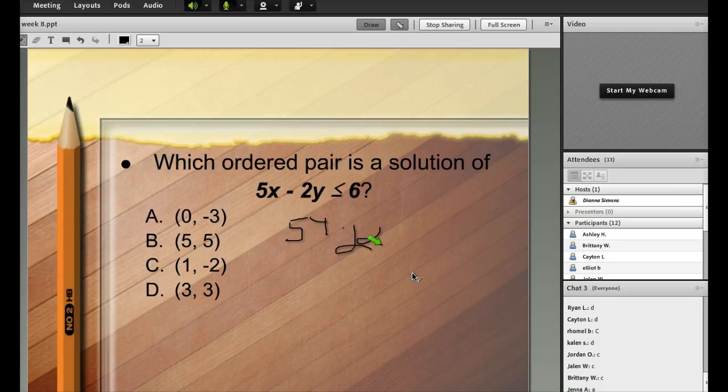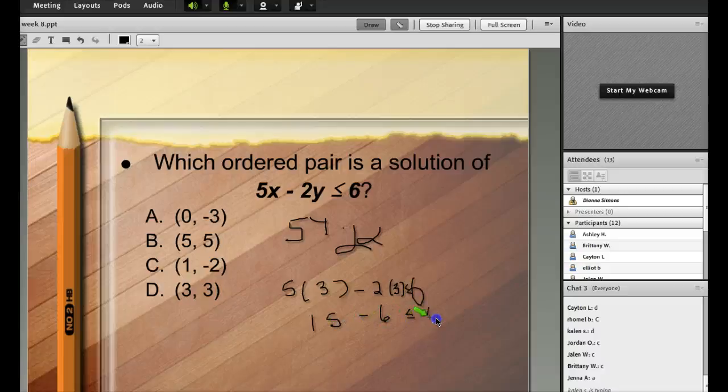Let's try D, just to see if this one works. So how about 5 times 3 minus 2 times 3? Is that less than or equal to 6? No, so the correct answer was C. Good guess. Or good math skills.